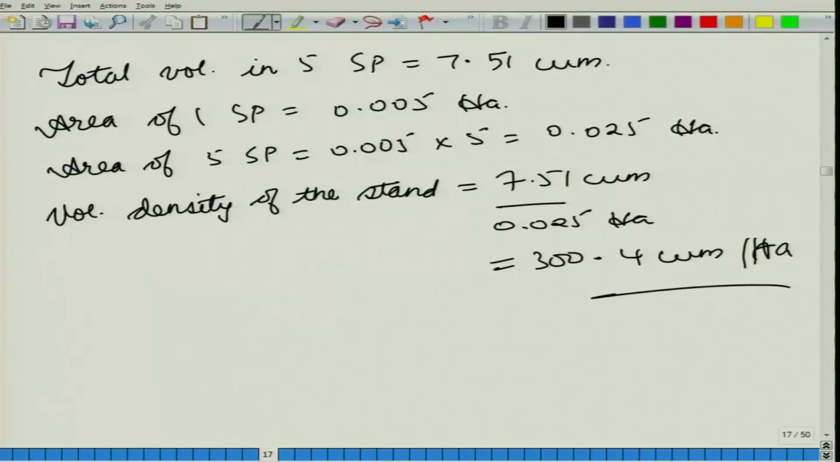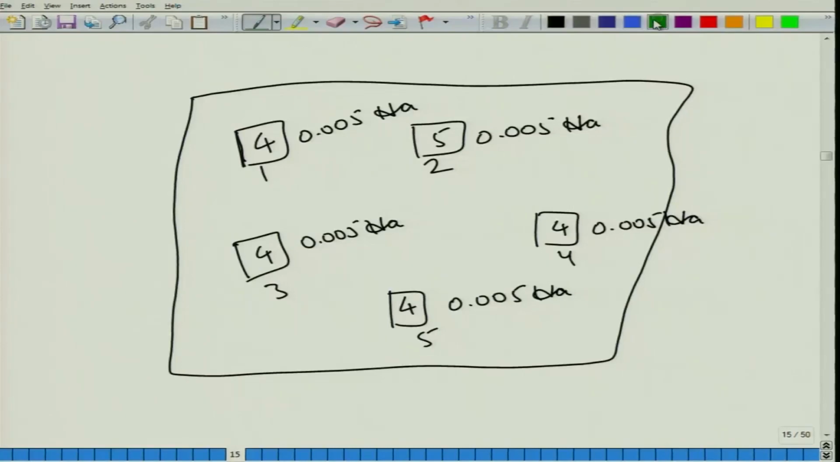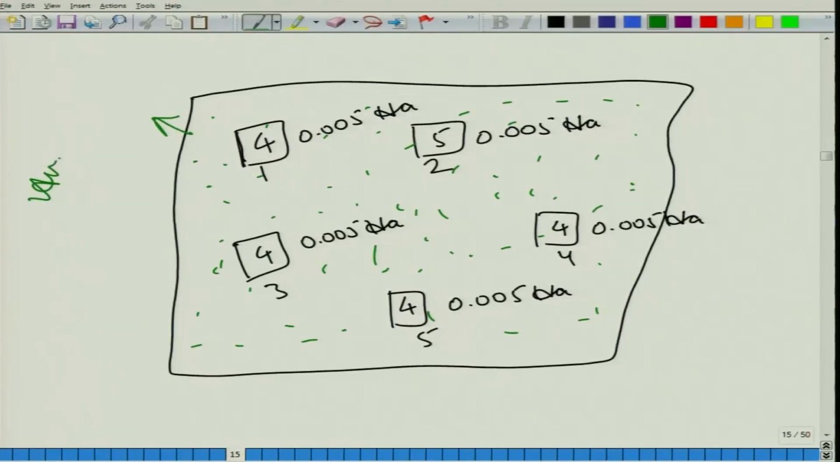So, just by summing up the volumes of the trees in different sample plots, we can find out the stand density. Now, when we talk about that stand density, that is considered to be a constant stand density for the whole of your stand. Because we have taken an average of different sample plots, we can consider that to be the average stand density. So, the average, or let us call it the volume density, is 300.4 cubic meter per hectare. Now, suppose your whole stand had an area of 100 hectares.